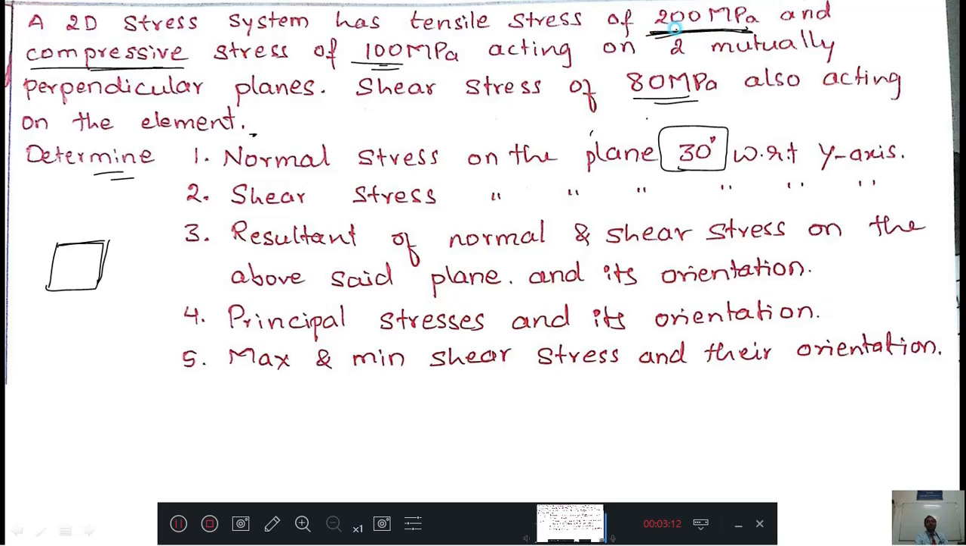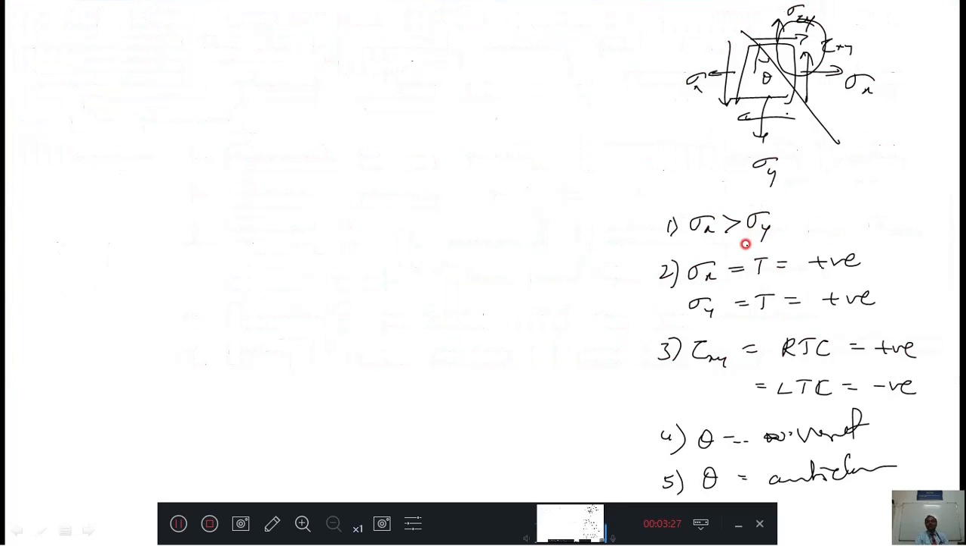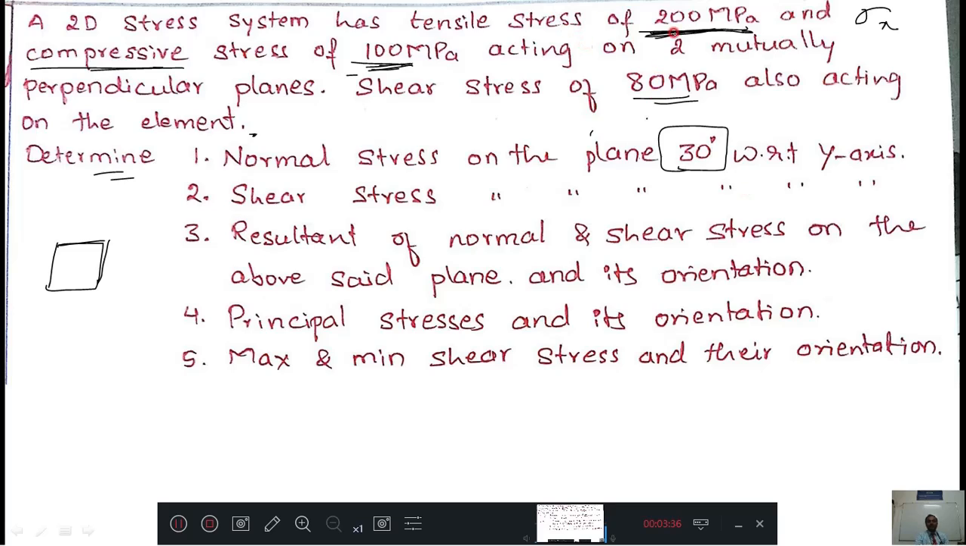whether the 200 I have to consider as sigma x or sigma y, and this 100 I have to consider as sigma x or sigma y. They did not tell, right? But the first condition is there here, no? Whichever is maximum, that is sigma x, whichever is minimum, that is sigma y. From this I can conclude that 200 is sigma x and this 100 is sigma y.